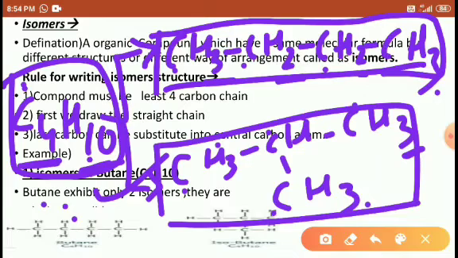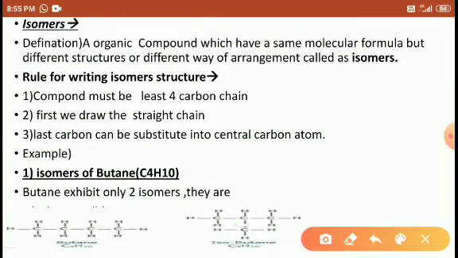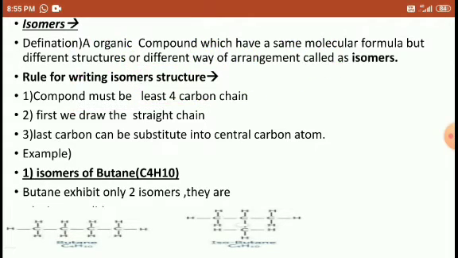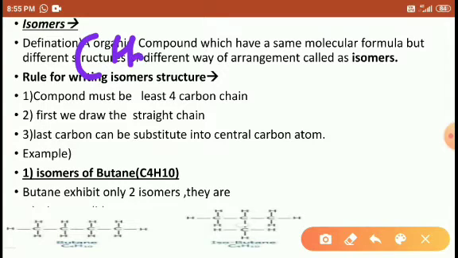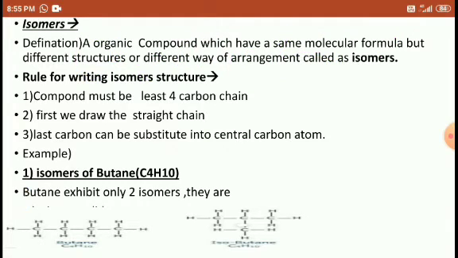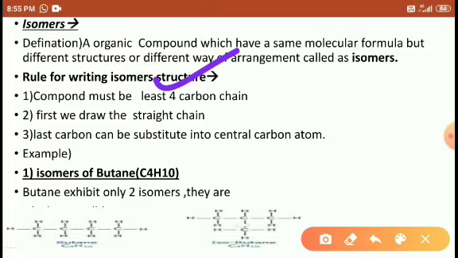Right, students? Understood? So the rule for writing isomer structures: the compound must have at least 4 carbons. With fewer than 4 carbons we can't write isomers. Look here. If I use CH3, we can't write it in a different style. Or you may use CH3, CH2, CH3. We can't write this in a different form. So at least we need 4 carbons or more than 4 carbons to write isomerism.